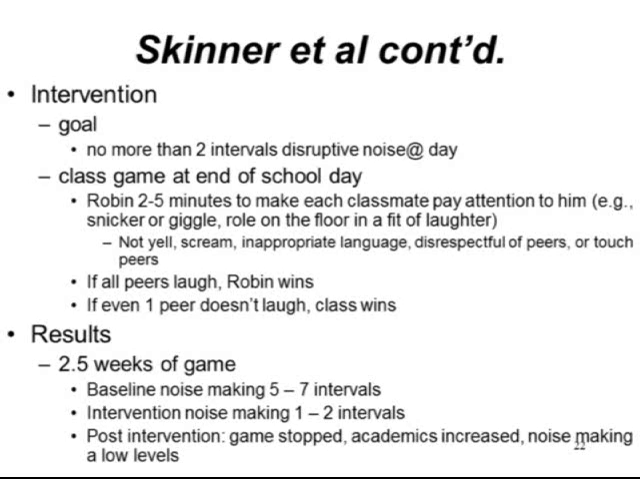For the intervention, they used the DRL and the dependent group contingency, and it was really creative. A DRL, or differential reinforcement of low rates, is a good intervention to use when it's not a dangerous or really serious behavior, but it's just happening too often. It's one of my favorite interventions. With this intervention, if he had no more than 2 intervals of disruptive noise during the day, he got to play a game with the class at the end of the day. He got 2 to 5 minutes to make all the other kids laugh.